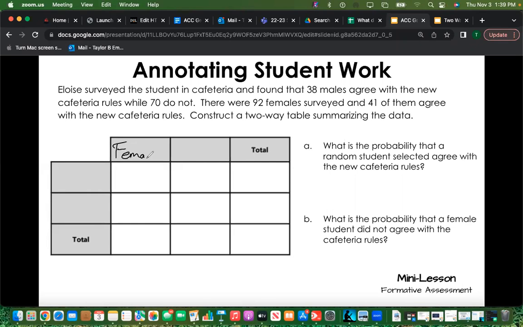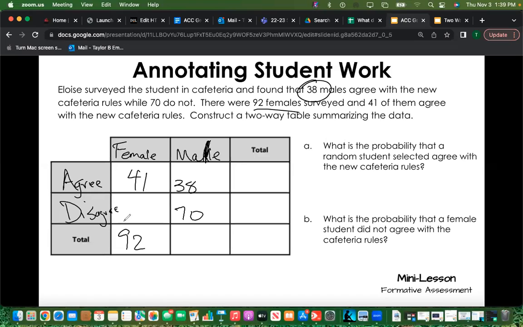So you could put female and male in two different columns. I don't know why that has two L's. And then you could put agree or disagree with this new cafeteria rule. I'm not sure what the rule is, but what it says is there's 38 males that agree with the new rule and 70 that do not. It also says that there's 92 females in total. 41 of them agree. So how do we fill in all these other boxes?